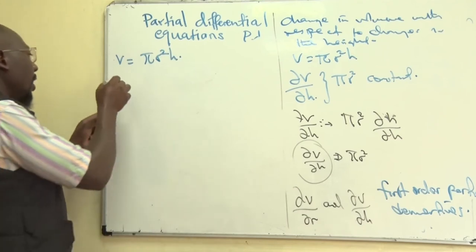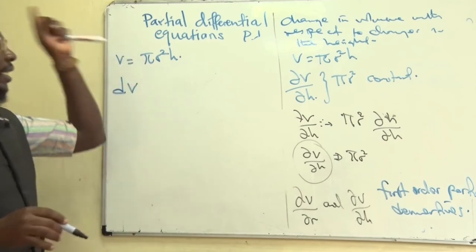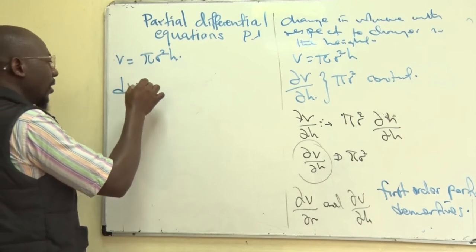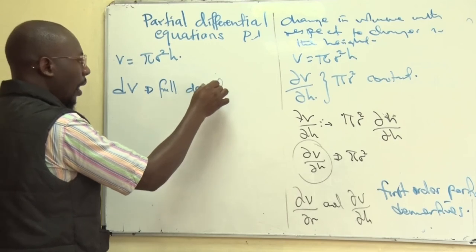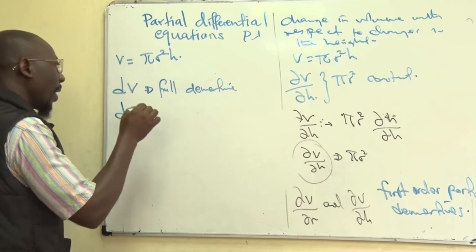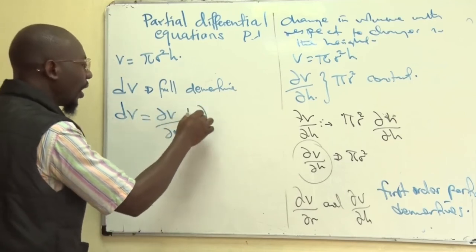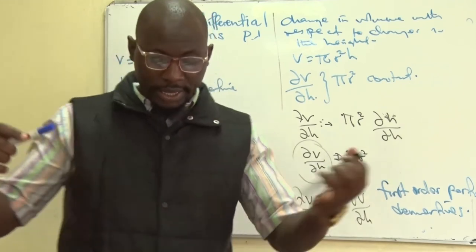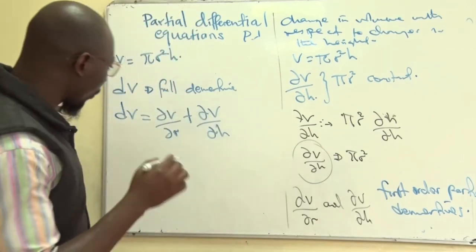To get the full derivative, the change in v with respect to change in r and change in h, we call it what we call the full derivative. And the full derivative is obtained by the change in v given by change in v with respect to change in r plus change in v with respect to change in h. So if you sum all the first order partial derivatives, you will get the full derivative.